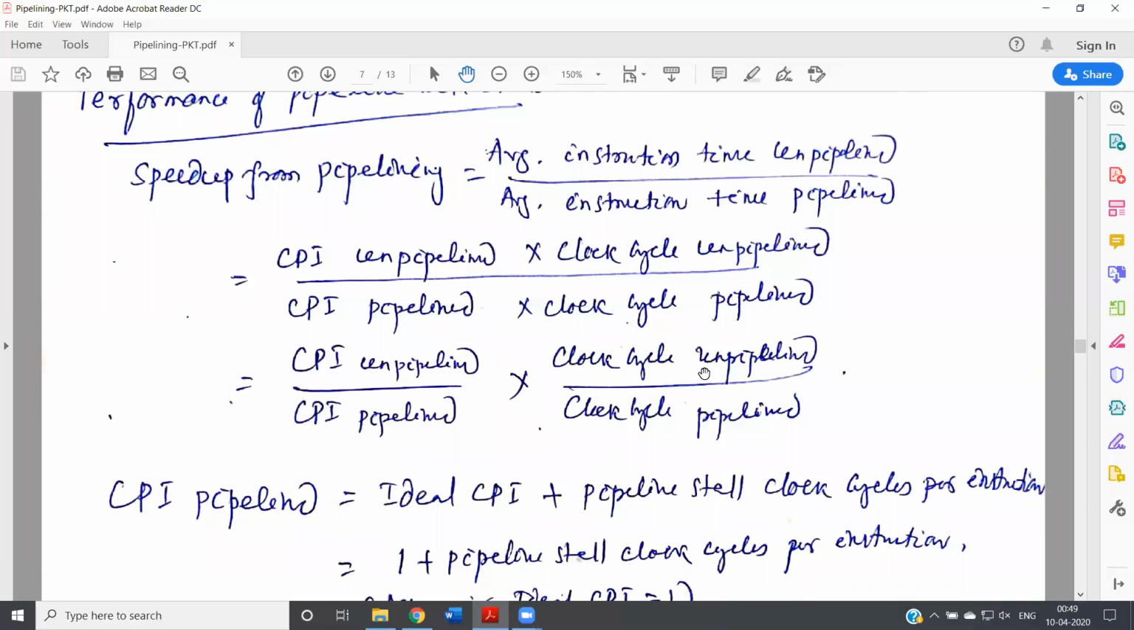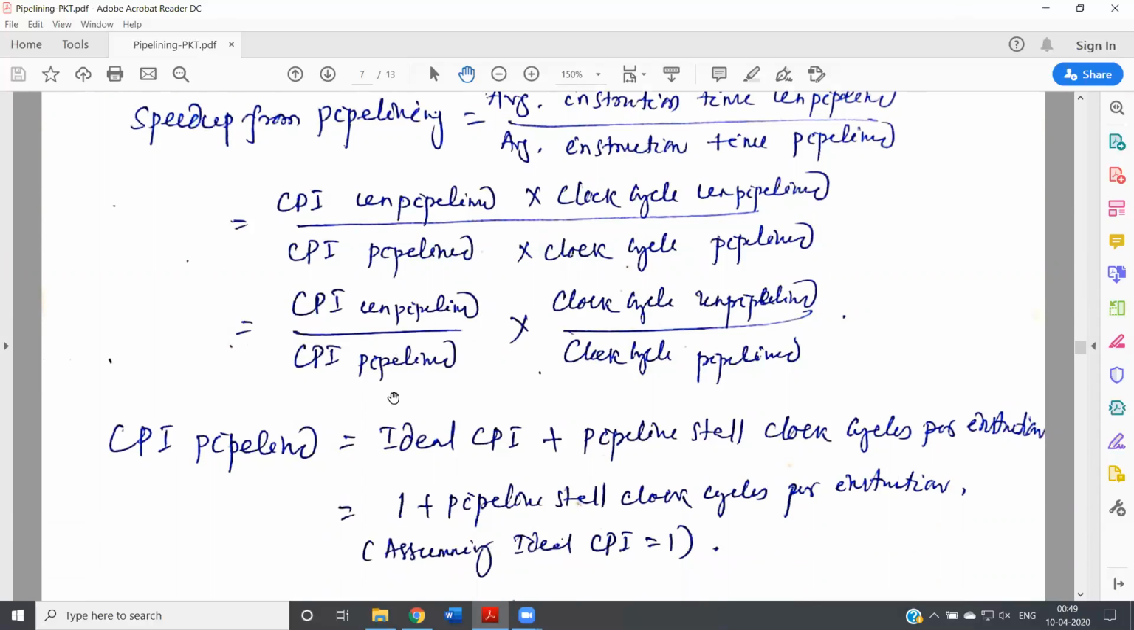Now, if these two are the same, this can be cancelled. So we are left with CPI non-pipeline by CPI pipeline. Now, what is this CPI pipeline? How many clock cycles will it take in a pipeline architecture? It is the ideal CPI plus the pipeline stall clock cycles per instruction. If we assume the ideal CPI as 1, then it is 1 plus pipeline stall clock cycles per instruction. So there might be some stalls. If this is 0, then this is your ideal CPI: 1 plus 0 is 1. So that means the CPI of the pipeline becomes 1. But there might be some stalls that occur in the pipeline.